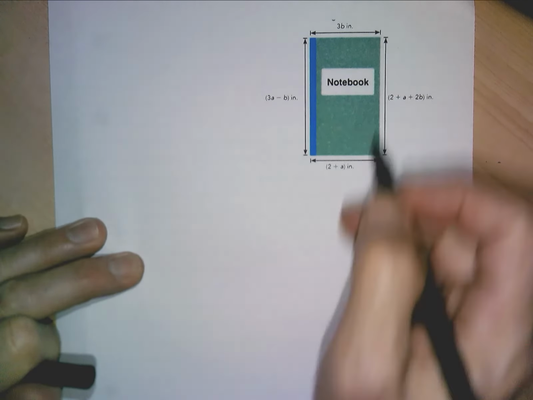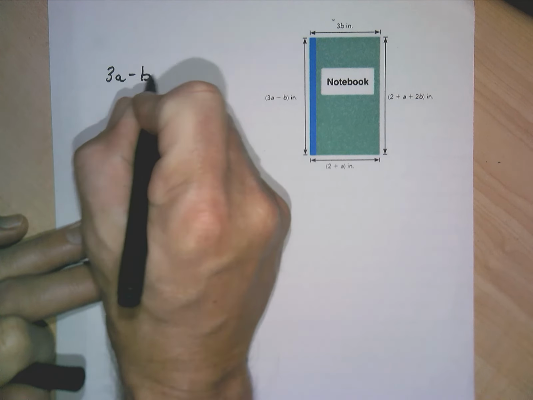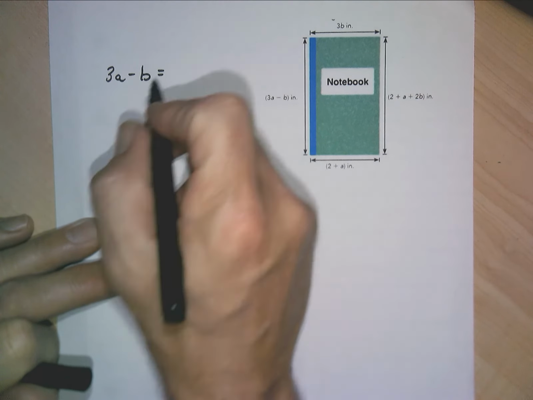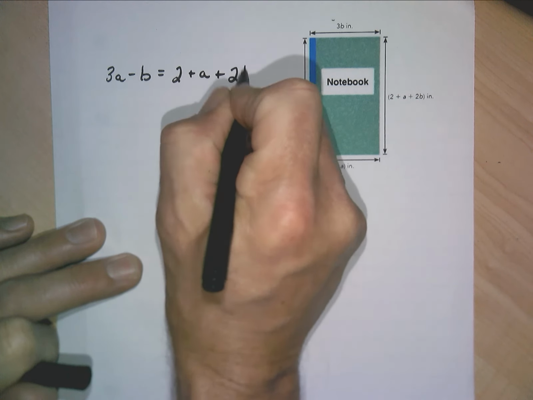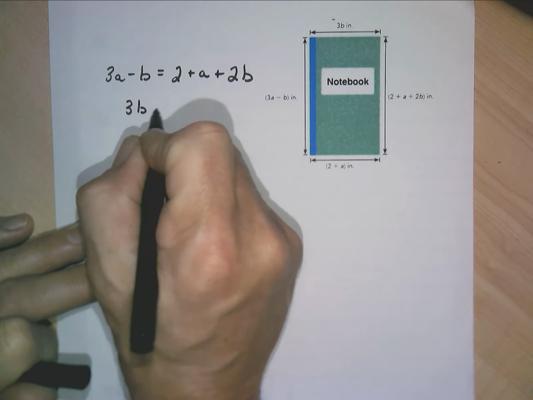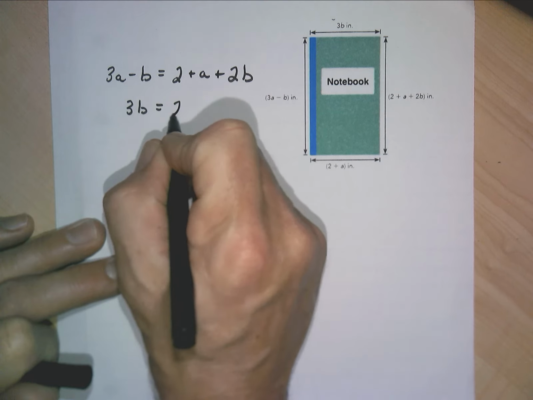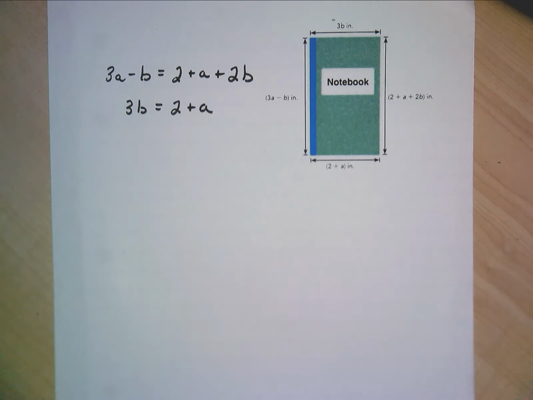The heights of this are 3a minus b, and that is equal to the other side, which is 2 plus a plus 2b. Then the top is going to be equal to the bottom. So that's what I can set up from the diagram. It doesn't look like what you're used to the equations looking like when you go to use substitution or elimination. But I'm going to make them look like that, and then I'm going to leave you to solve it.